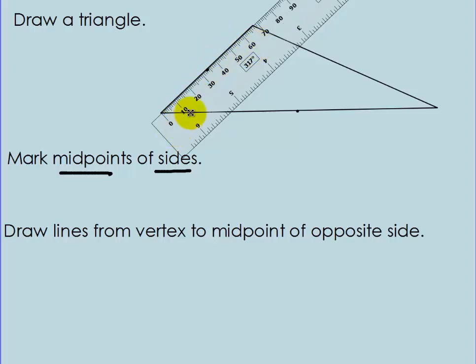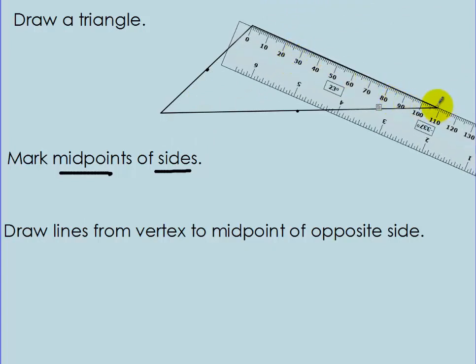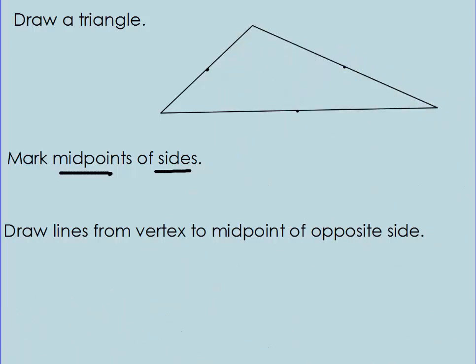And then for that last side, I'm going to move my ruler again, and rotate it. This length is just under 110, so the midpoint is just under 55, so let's say 54. So there, I've got my three midpoints.